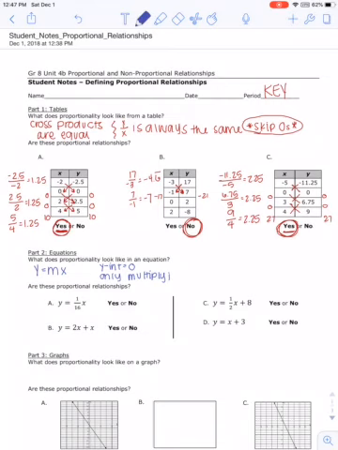Another way to think about this is that it is not y equals mx plus b. It is just y equals mx. So if you see y equals mx plus b, not proportional. There is no adding or subtracting a number.